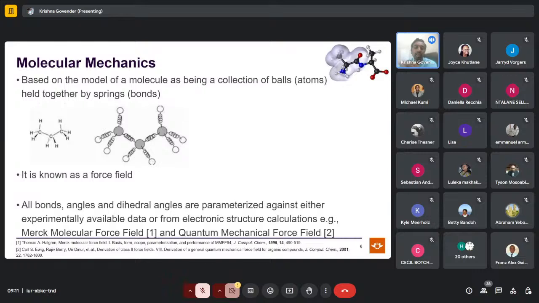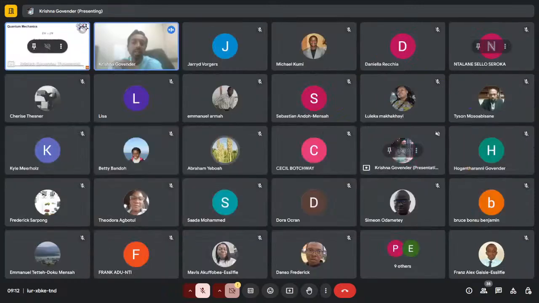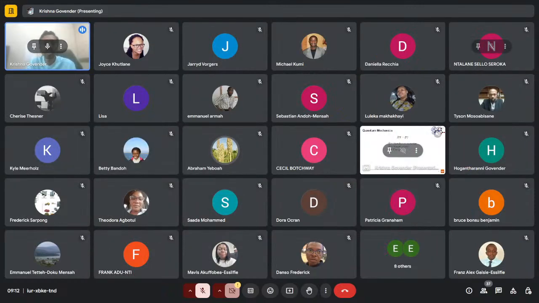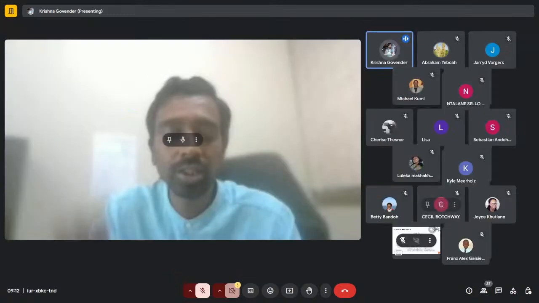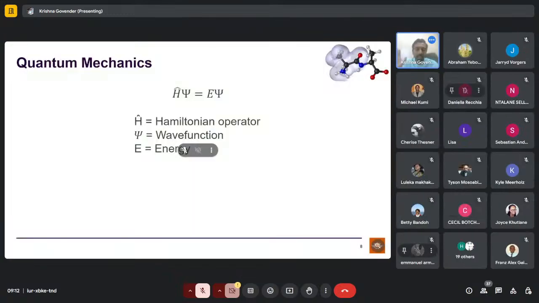And basically, in quantum mechanics, the goal is to solve this equation, right? Which is the Schrodinger equation. These terms are broken up into your Hamiltonian, your wave function, and your energy, right? So the goal is to try and minimize this energy and get it to a form that is considered in equilibrium, for example.